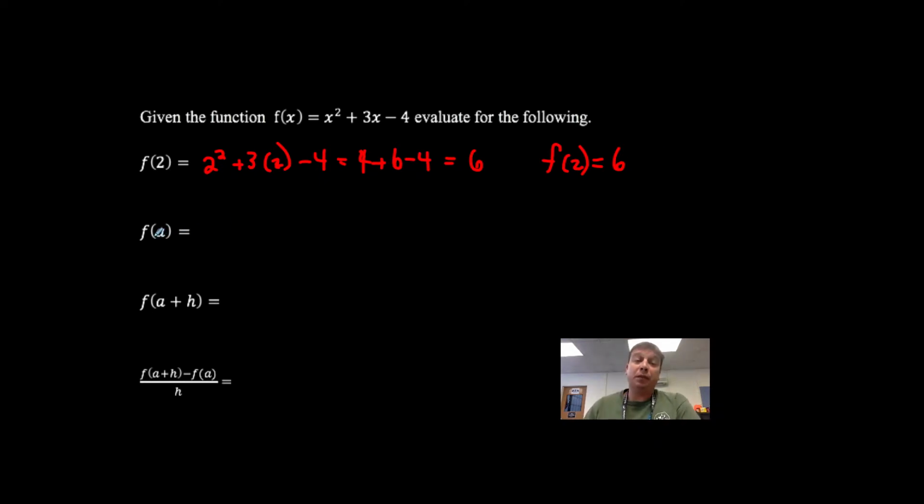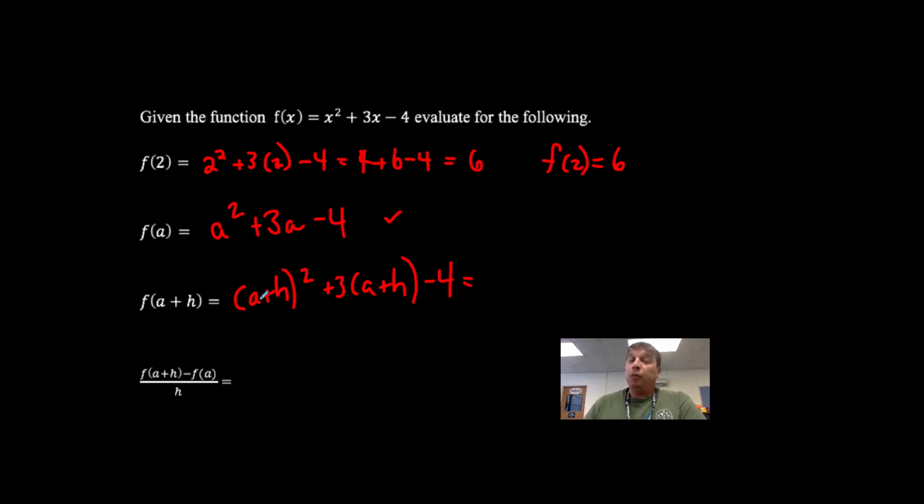So now if I substitute this one in, this is really easy because all I'm doing is taking a, and everywhere that I see an x, I'm replacing it. So this is going to be a squared plus 3a minus 4, and I'm done. That's it. Here, though, we get a little bit more complex. I'm going to have to substitute these values in. In the places of x, I'm going to put a plus h. So I'm going to have, in parentheses, a plus h squared plus 3 times a plus h minus 4.